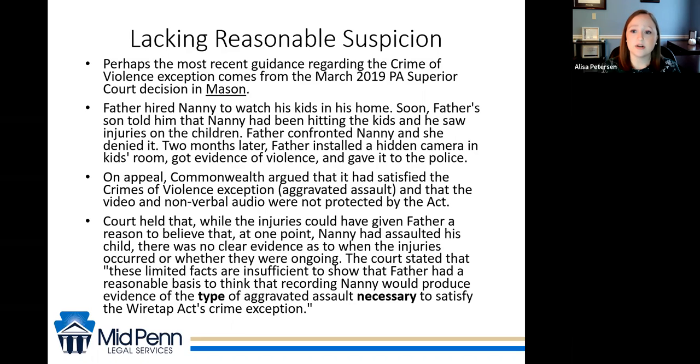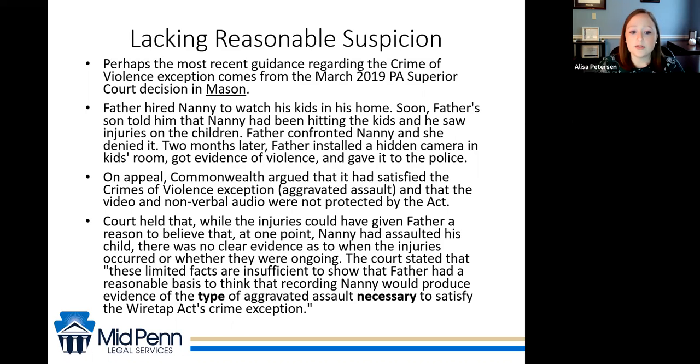The police ended up pressing charges against the nanny, and she argued that the evidence should be excluded based on the Wiretap Act. The trial court agreed with the nanny, and so then on appeal, the Commonwealth argued that it had satisfied the crimes of violence exception. They argued that the father was under reasonable suspicion that an aggravated assault had occurred, and therefore the exception should apply. They also made a second argument that even if the exception did not apply, the video and nonverbal audio portions were not protected by the act.